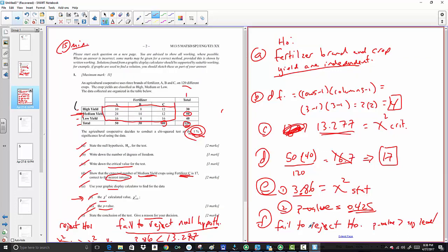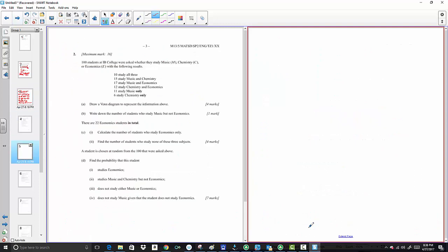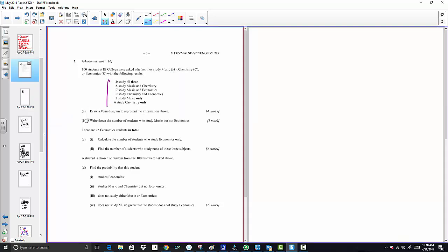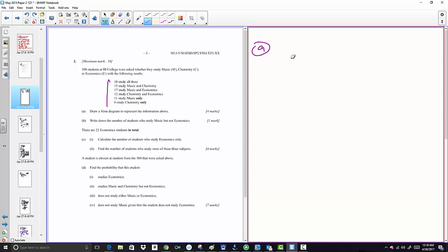All right. So let's do that. Okay, so in this situation, we have what looks like a Venn diagram type of question. So it's very common with probability and what have you. So we're going to say here are 100 students at an Ivy college who were asked whether or not they studied music, chemistry, or economics, and here were the following results. So draw a Venn diagram that represents this information. Very straightforward. Just go for it.